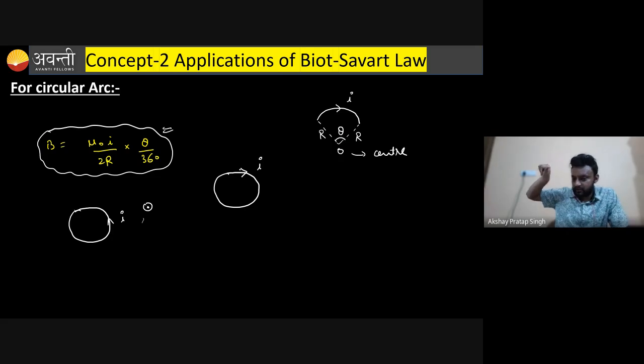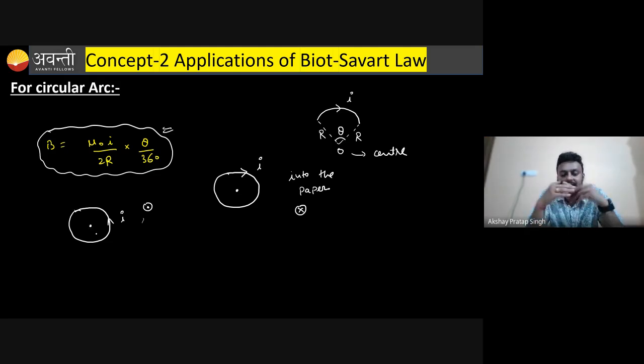Is my hand gestures visible to you, everyone? So you are curling your fingers and the thumb is coming into the screen. That means into the screen, or you can say into the paper. Into the paper, that means it is represented by a symbol cross. So for both of these situations, are you able to understand the direction of current, direction of magnetic field?